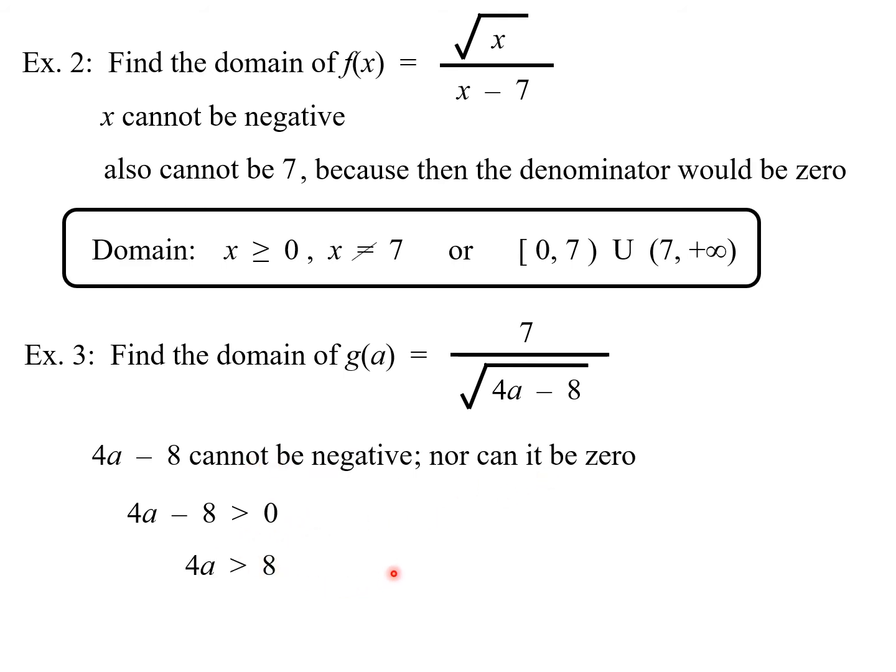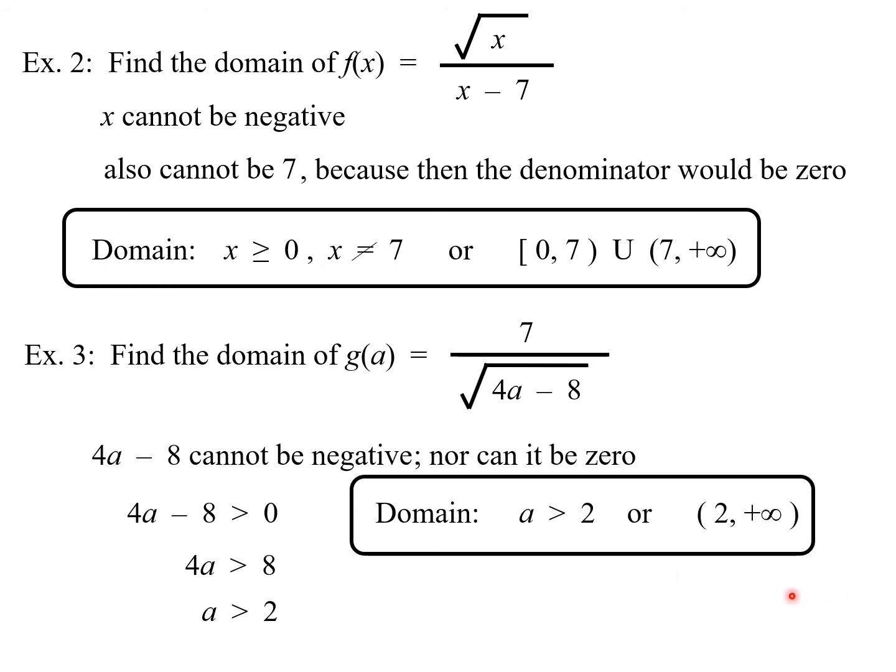Add 8 to both sides, and you get 4a is greater than 8, and then divide each side by 4, and you get a is greater than or equal to 2. Oh, sorry, a is greater than 2. So the domain then is a greater than 2, or writing it in interval notation, we can write it like that. And that's the domain of that.